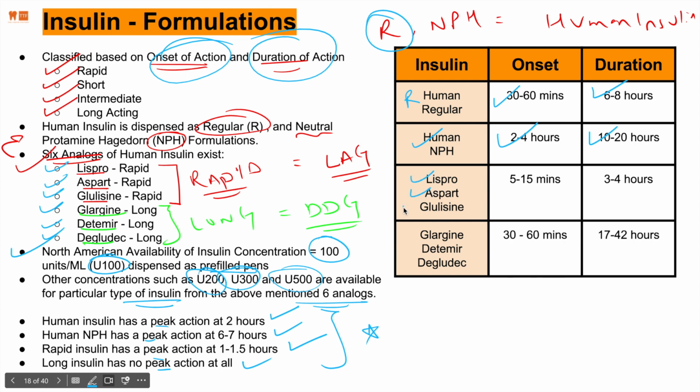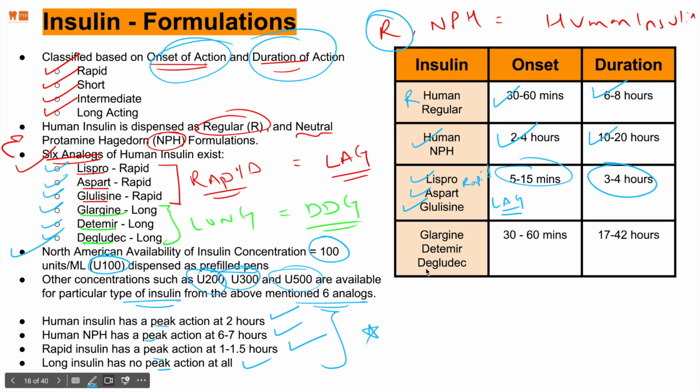Lispro, aspart, glulisine, which is rapid. Remember, the lags are rapid. Onset of action, 5 to 15 minutes. That's rapid. And duration of action, only 3 to 4 hours. So duration of action is reduced because it's rapid.